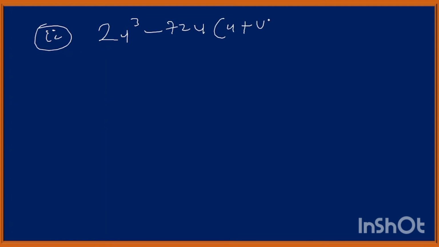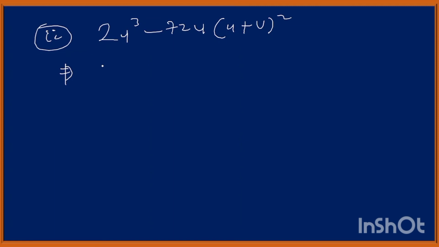For easy understanding, let me solve another one that looks a little bit cumbersome. So let's look at this. This is the last one. In case they say, factorize 2u cubed minus 72u into u plus v all squared. So I want to solve something like this. I want to factorize this.